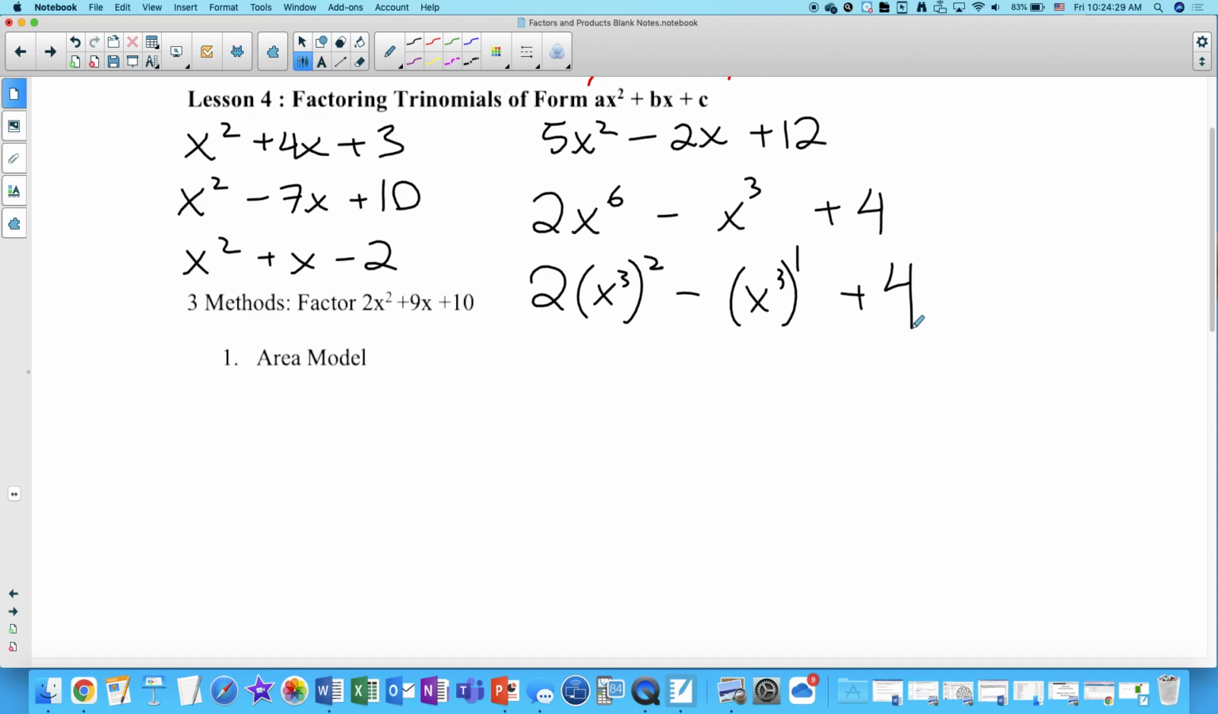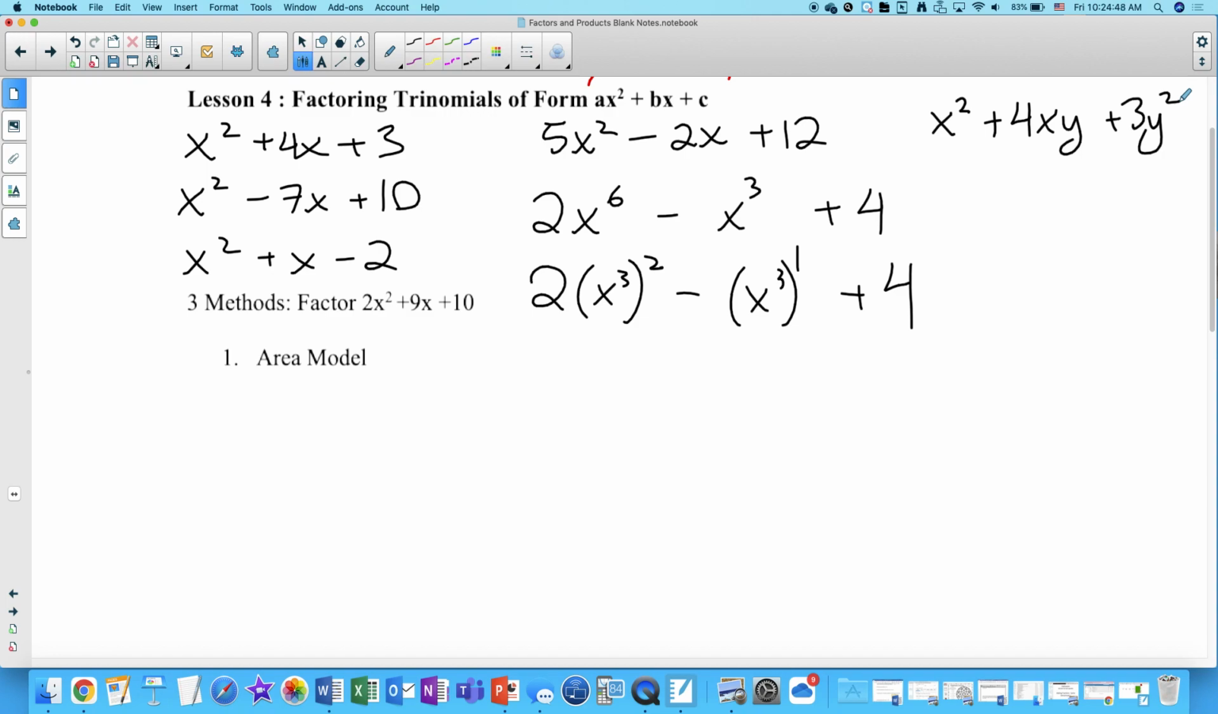You could also have something in 2 variables. For example, the first one in 2 variables, we're going to deal with this next week though: x squared plus 4xy plus 3y squared. That's also of that form. But we'll talk about that more later.